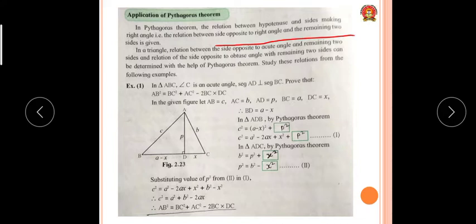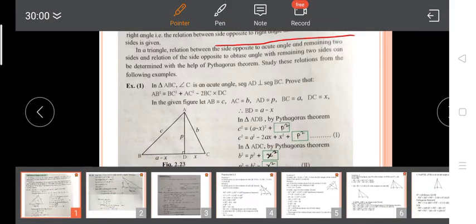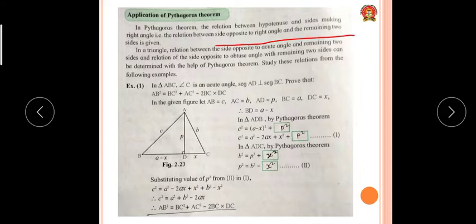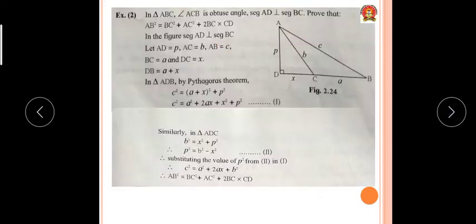Okay students, so this is very simple. This is for the acute angle triangle, meaning we are using the Pythagoras theorem on the acute angle triangle. You will get this relation. This is one of the applications of the Pythagoras theorem, because we have calculated this by using the Pythagoras theorem. Now see the obtuse angle triangle.